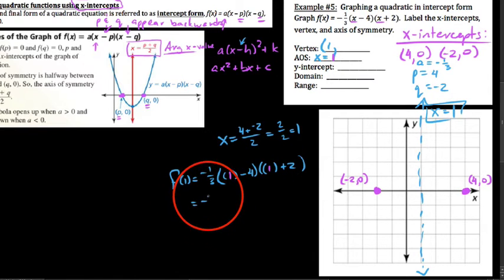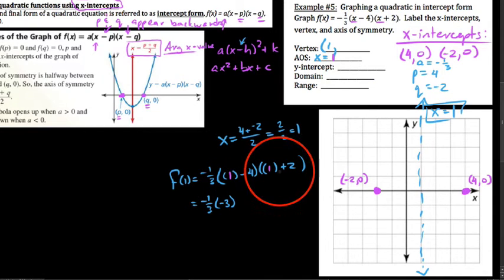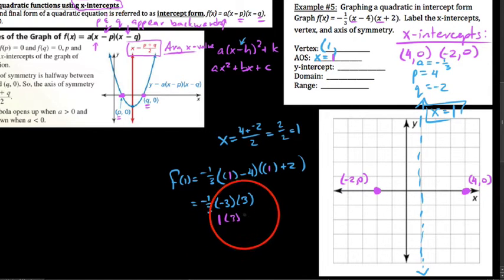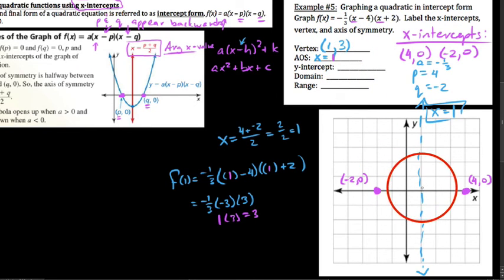So I'd get negative 1/3 times 1 minus 4, which is a negative 3, and then 1 plus 2 is a positive 3. So we would get negative times a negative is a positive, and anything times its reciprocal is 1. So a third times 3 is 1. We get 1 times 3 is 3. So our vertex is at 1, 3. I'm going to go over 1, up 3. Here's our vertex.